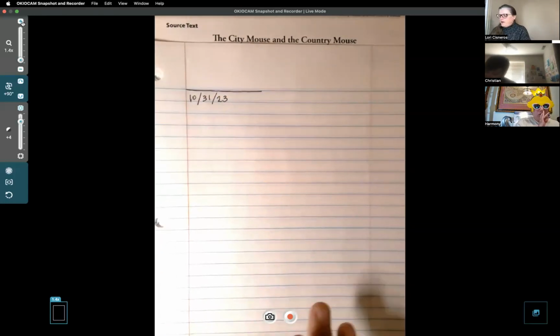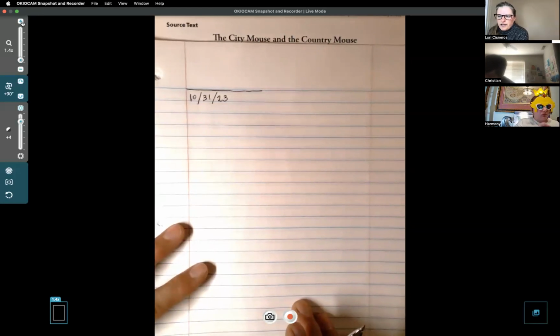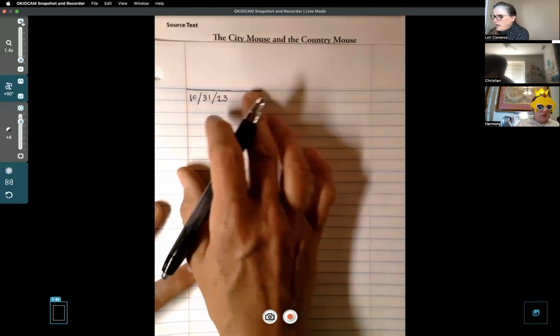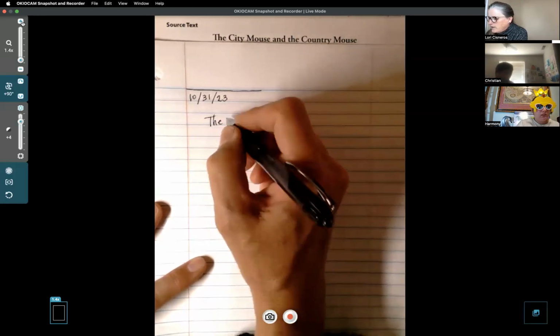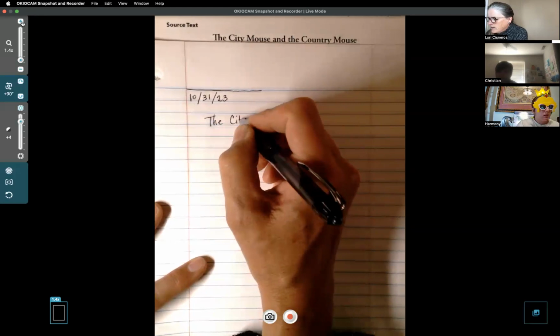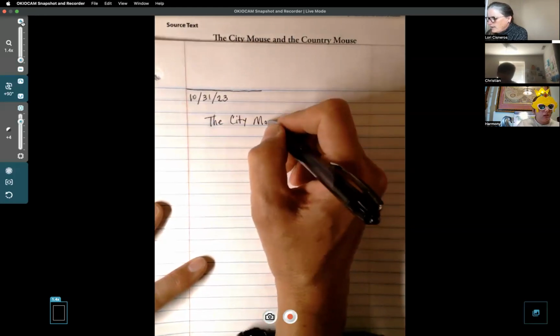A clean piece of paper here. We're going to start setting up the story sequence chart. So go ahead and put your name and date, and then it's a big title. So go ahead and skip a line and write the title, The City Mouse. Is it 4 paragraphs or 3 paragraphs? It's 3.